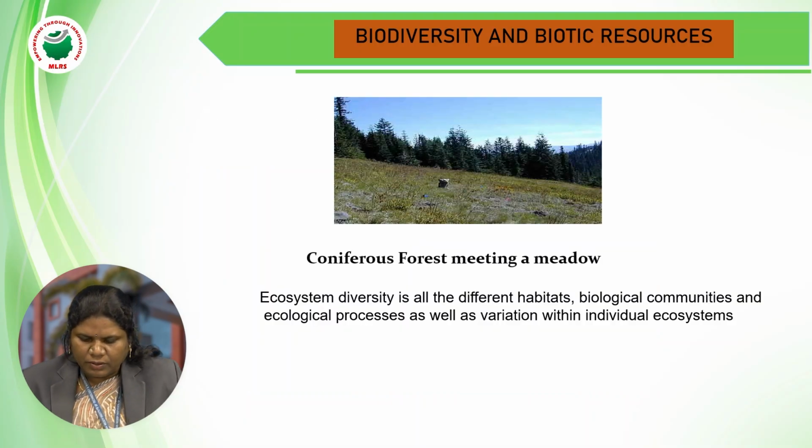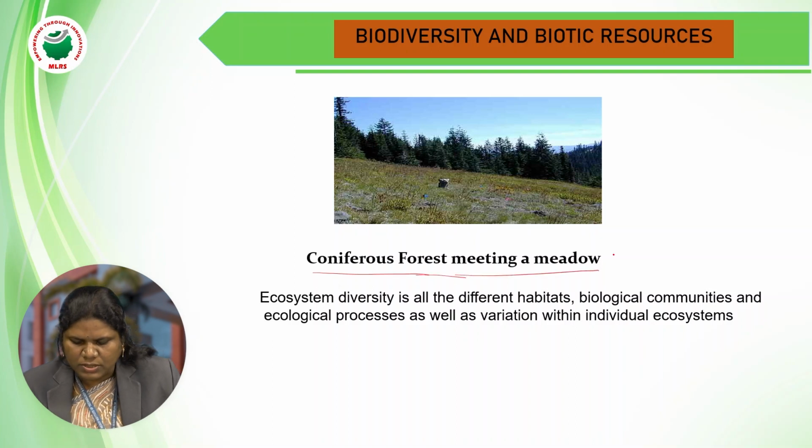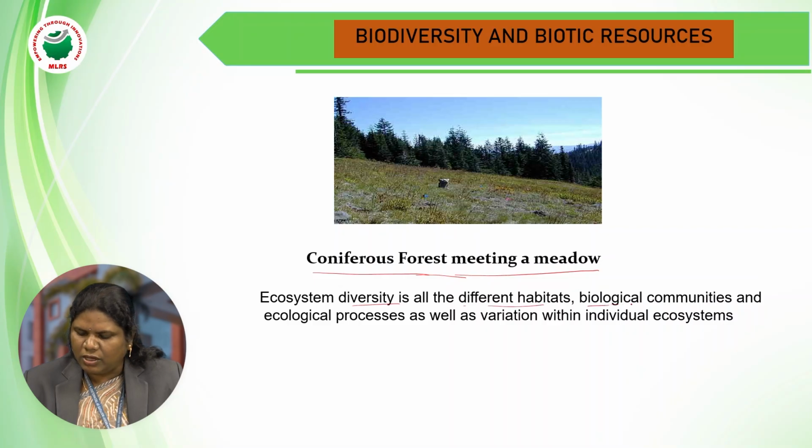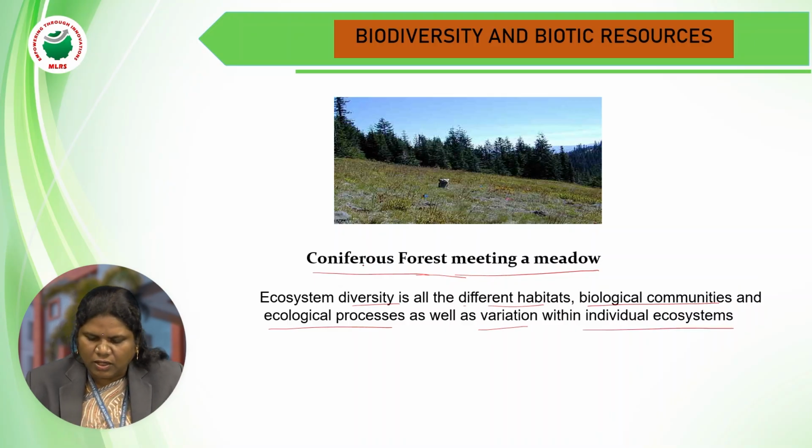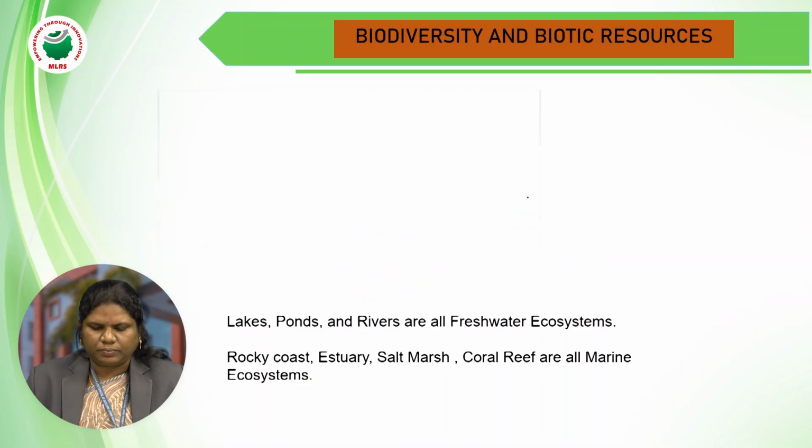And next, see here another example: coniferous forest meeting a meadow. Ecosystem diversity is all the different habitats, biological communities, and ecological processes, as well as variation within the individual ecosystem. Here we can see small trees and big trees growing in the same environment. It is called a coniferous forest meeting a meadow. Meadow means small types of plants.